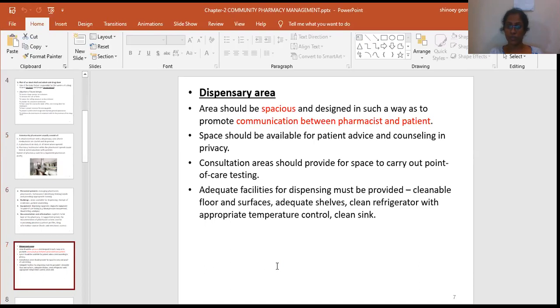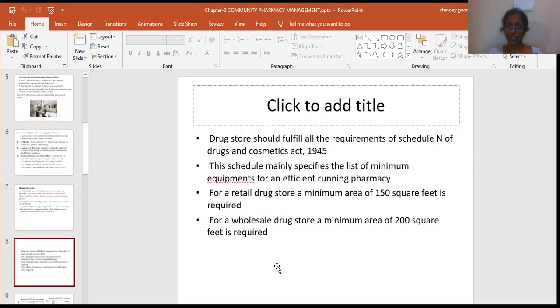Next one is the dispensary area. It's very important. It usually determines the communication between the patient and pharmacist. It should be spacious, and there should be sufficient space where the pharmacist can sit and give counseling to the patient. And apart from that, a proper area for dispensing also should be made, and it should be clean and neat.